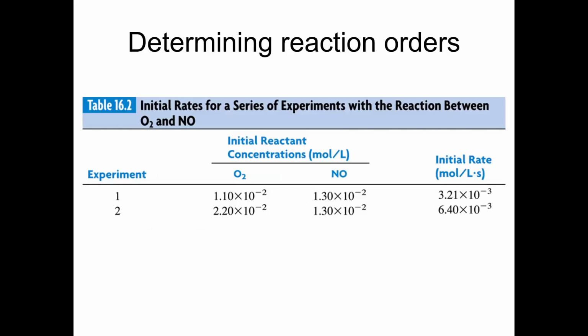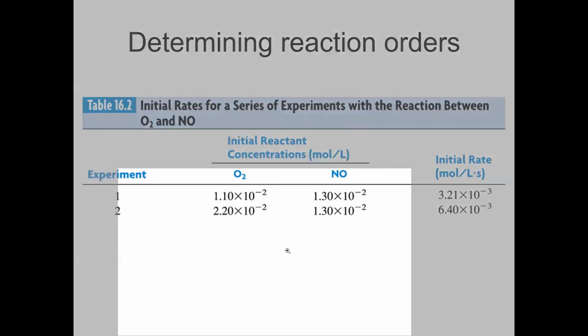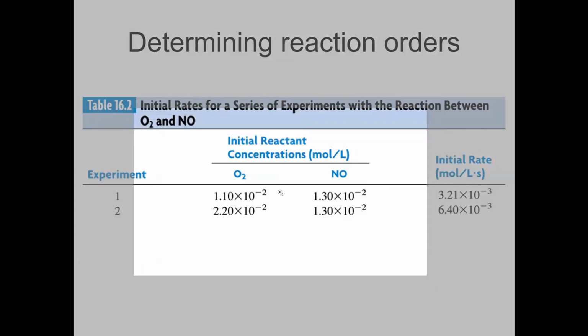Here we have an experiment that involves a reaction between oxygen and nitrogen monoxide. This table includes 5 experiments, and I'm just looking at 2 of them right here. I'm going to zoom in just a little bit so that we can take a look at what's going on. In the middle, we have the concentrations of oxygen and of nitrogen monoxide. We can see that oxygen's concentration changes from experiment 1 to 2, but nitrogen monoxide stays the same. So whatever changes we observe cannot be because of nitrogen monoxide. They're probably attributable to the changes in the oxygen.